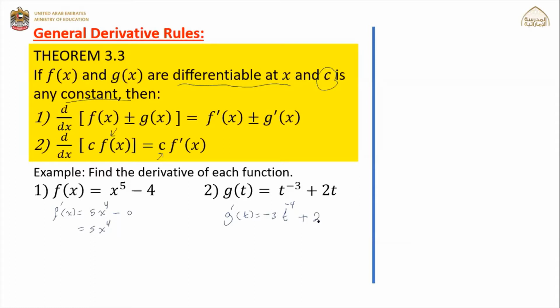The derivative is 2. Now, t to the power minus 4, I can write in another form, like minus 3 over t to the power 4 plus 2, because x to the power negative n, as we know before, is 1 over x to the power n. So don't forget this.